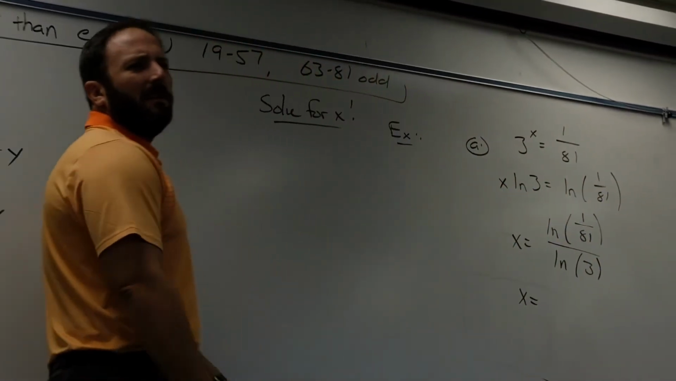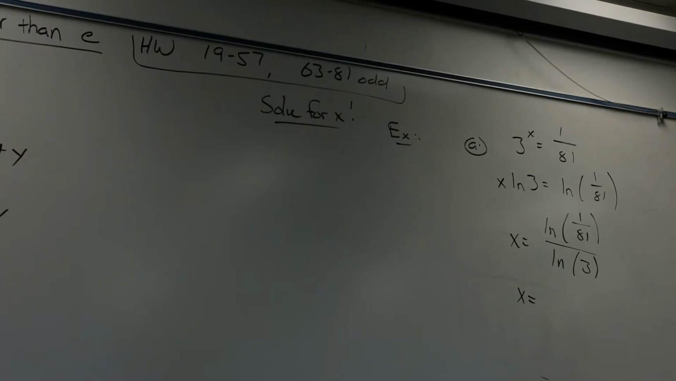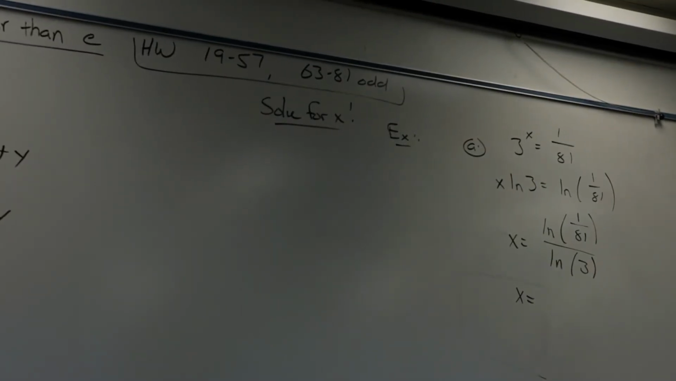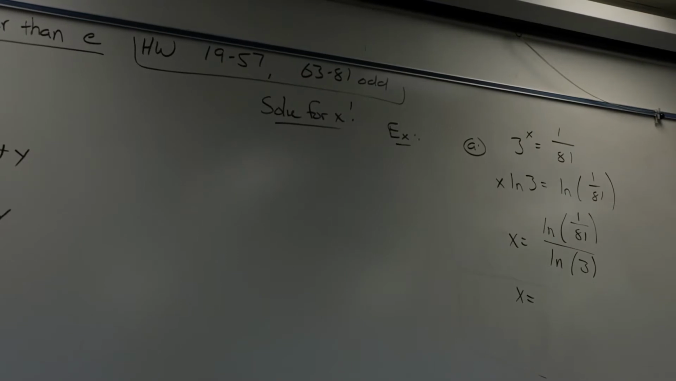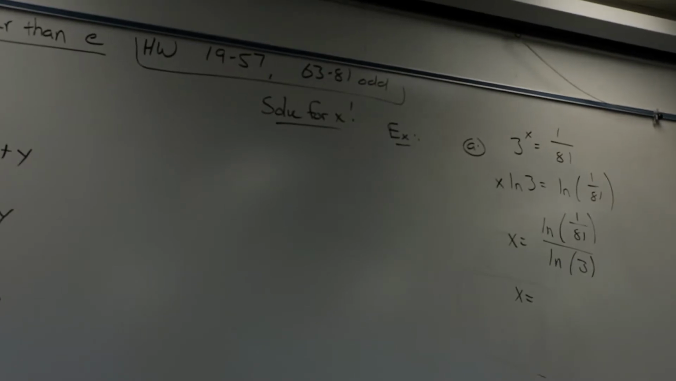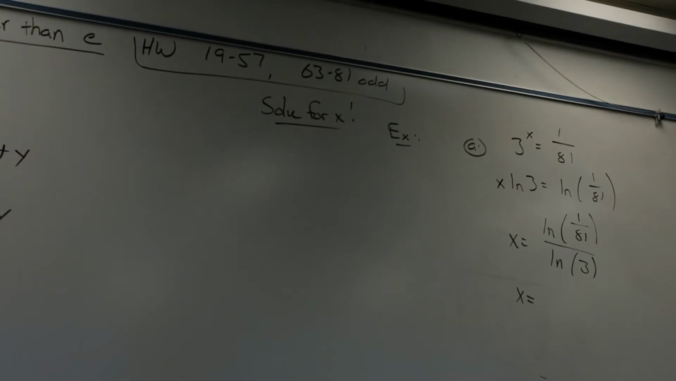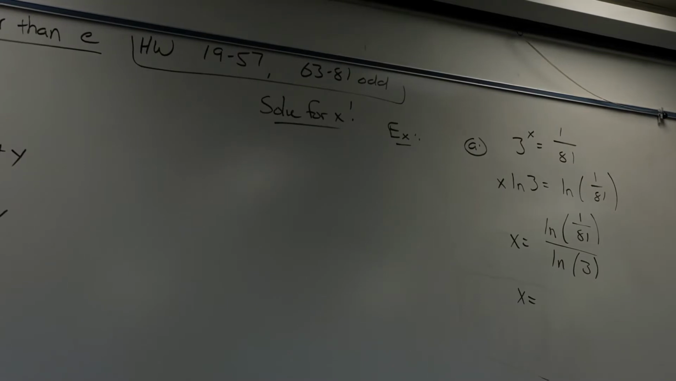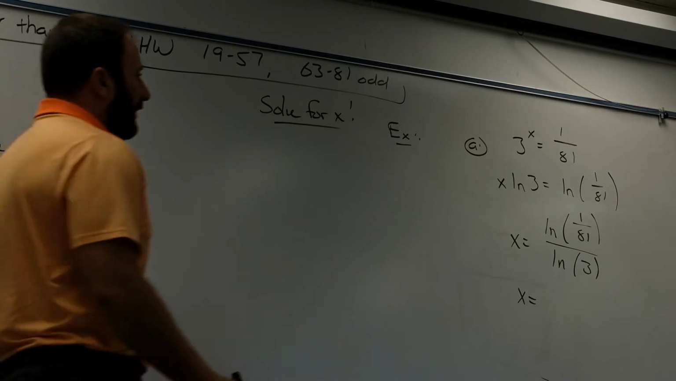You pop this in your calculator, what are you going to get? See what you come up with here. Right answer. So ln of 1 over 81 divided by ln of 3. You get a nice number. What's that? Yeah, you should get negative 4. Good.